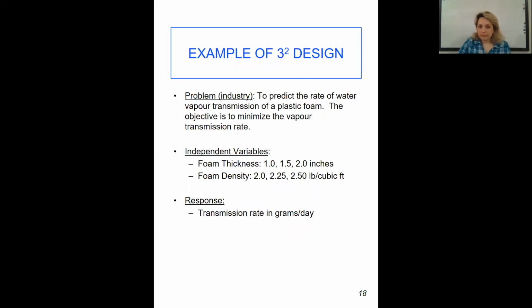So here's an industrial problem. We want to predict the rate of water vapor transmission of a plastic foam. The objective is to minimize the vapor transmission rate. And the independent variables that we would have are foam thickness and foam density. For foam thickness, we have these 3 levels: 1, 1.5, and 2 inches. And for foam density, we have 2, 2.25, 2.5 pounds per cubic foot. Our response, or Y, is the transmission rate in grams per day.